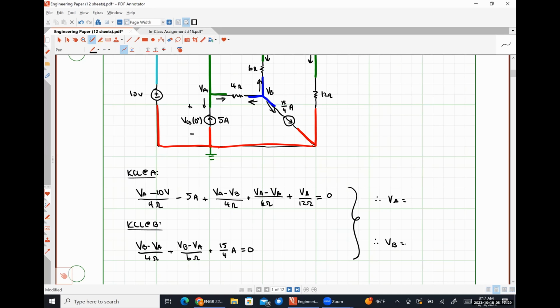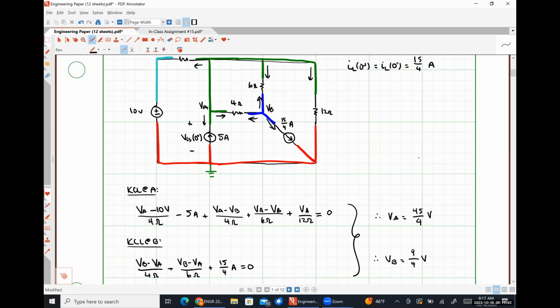Solving for VA, I get 45/4 volts. And VB is 9/4 volts. Using these pieces of information, VCS at 0 plus would be equal to what? Yeah, so just VA in this case, which is 45/4 of a volt. All right. Anybody have any questions about our analysis here at t is equal to 0 plus?